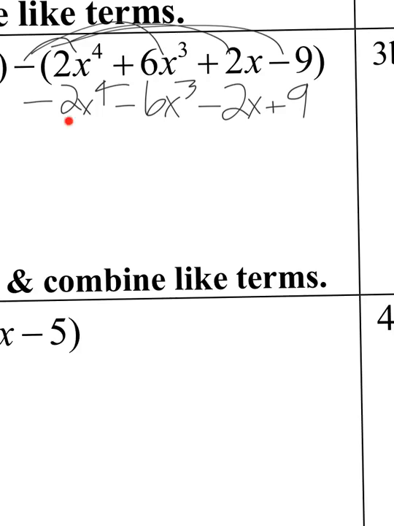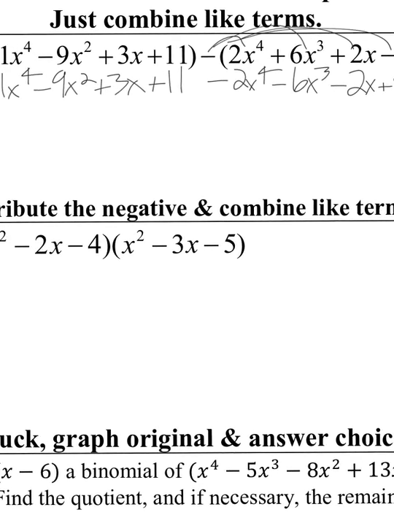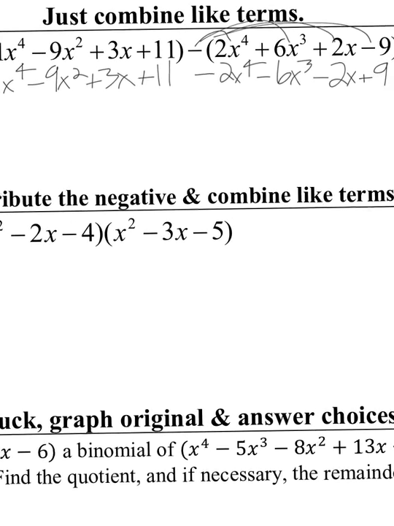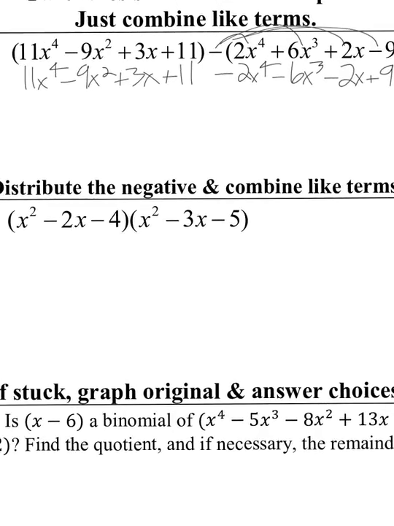So now I have a negative 2x to the fourth minus 6x to the third minus 2x plus 9. And so once you distribute the negative, the parentheses don't matter, so I just brought down the rest of the problem. And so now I'm going to combine like terms like I did before. I have 11x to the fourth and a negative 2x to the fourth. So 11 minus 2 is 9, so I have 9x to the fourth power.